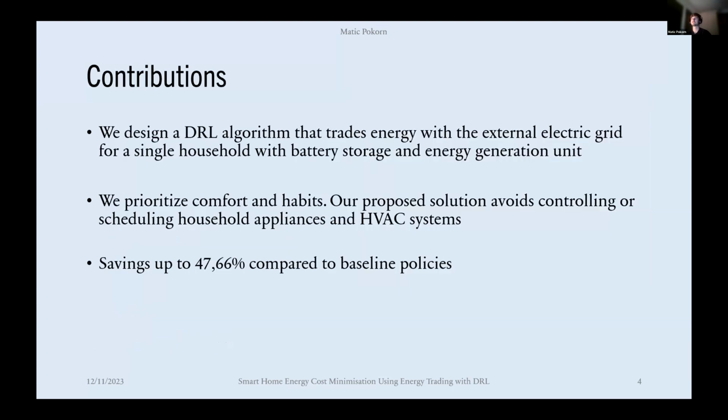So what contributions do we make? We are designing a deep reinforcement learning algorithm that is able to trade energy with the external electric grid. And we do this for a single household with battery storage and energy generation units. We are prioritizing comfort and habits, so we are not changing the consumption in any way. Our proposed solution therefore avoids controlling or scheduling household appliances and HVAC systems. We are able to produce savings of up to 47.66% compared to baseline policies.